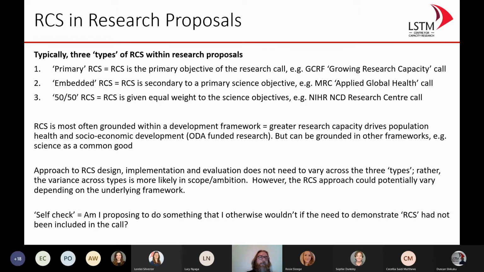More recently, and the most recent example is the NIHR NCD Research Centre call, we're seeing truly 50-50 splits, where the RCS objective is given equal weight to the scientific objective. But that's less common, but is starting to emerge.